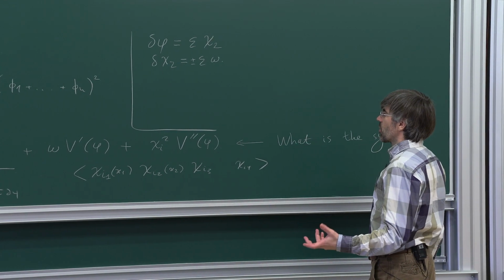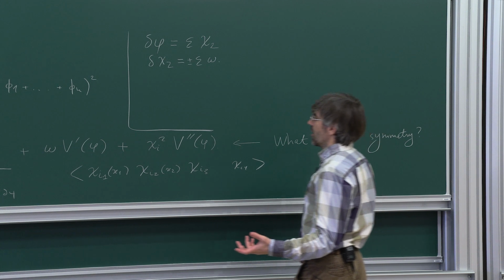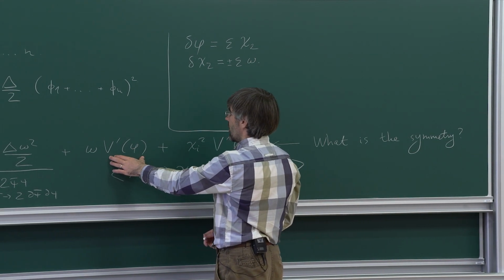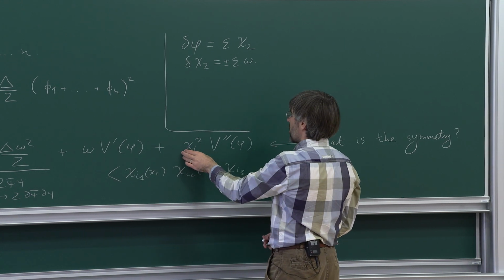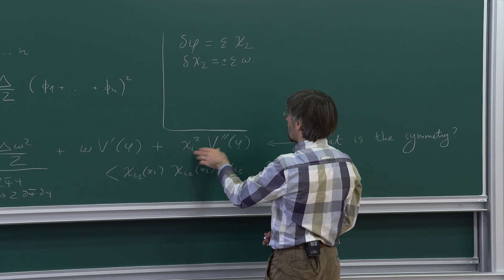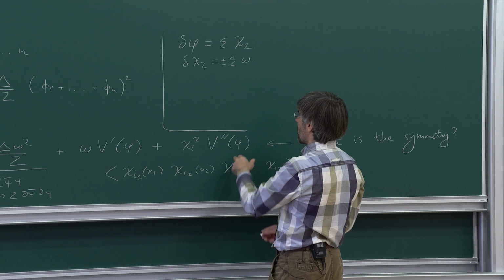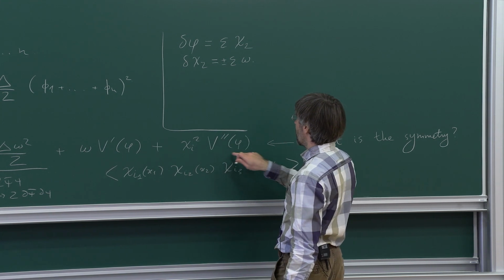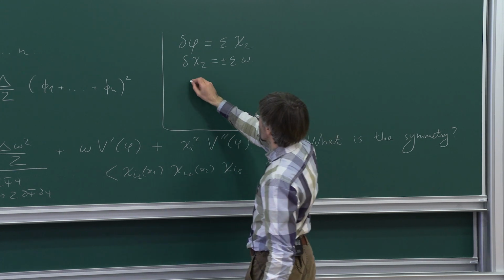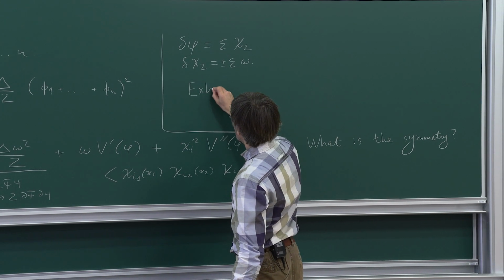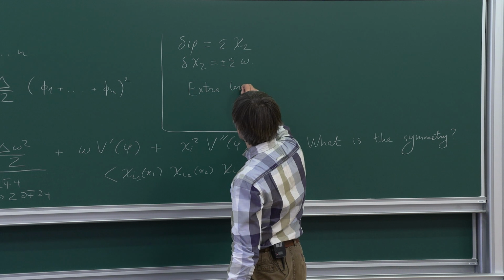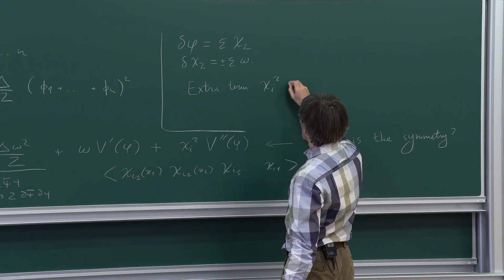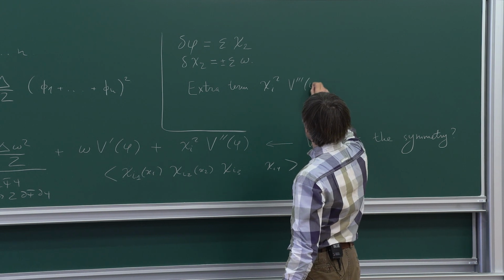So the reason why this is not going to work is that if I apply the variation here, it's going to be very nice. If I apply the variation to chi squared, it's going to be very nice. But there's going to be one more term which is going to spoil everything. It's this term which will be obtained by varying V prime of phi. So there is an extra term, which is chi a squared V double prime of phi chi 2.